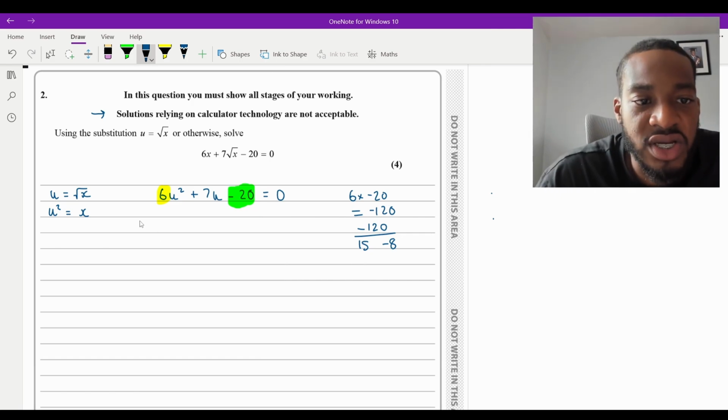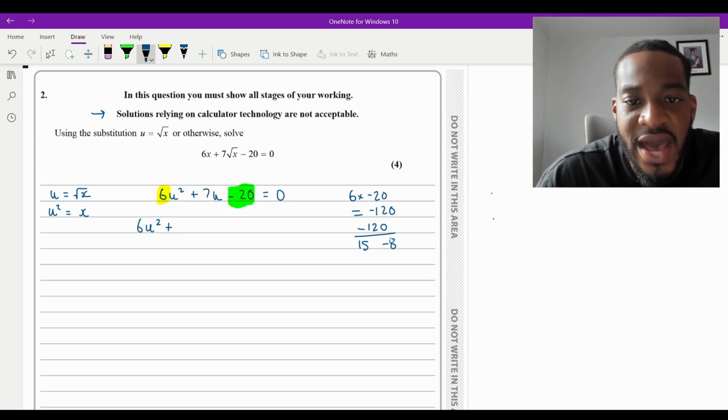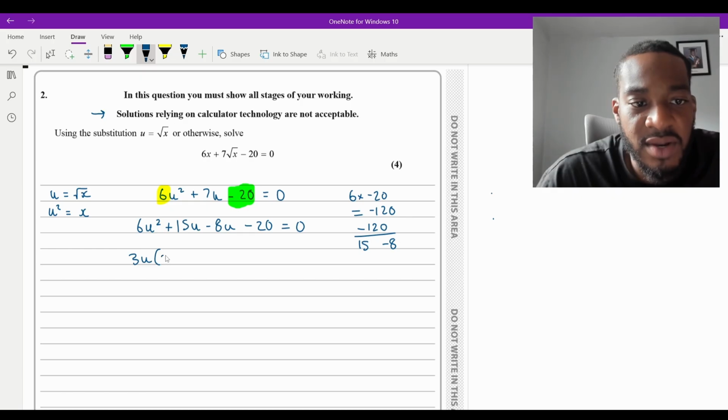Now what you're going to do is you're going to break this down. 6u squared plus, and then instead of writing 7u, I'm going to write what it adds to make with these factors. So it's going to be 15u minus 8u minus 20 is equal to 0. Going to factorize the first two terms. I can take out a 3u, can't I? And then inside I'm going to get a 2u here, and then it's going to be plus 5. And then what I can take out from here is going to be a negative 4, no? And then I'm going to have a 2u. It's going to be plus 5 again, is equal to 0.